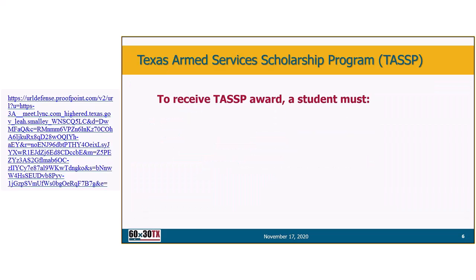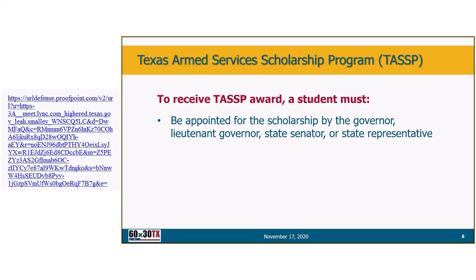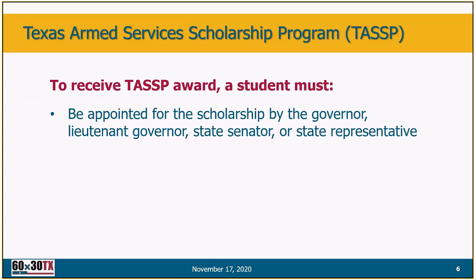So let's talk about TASSP a little bit. So TASSP is a pretty unique program because in order to receive a TASSP, a student actually has to be appointed. So a student would then apply to either the governor's office, lieutenant governor, or with their state representative, and they're going to receive that appointment through a letter. Once they receive that letter, they're going to bring it to your institution in order for you to see if they qualify through your institutional eligibility process.